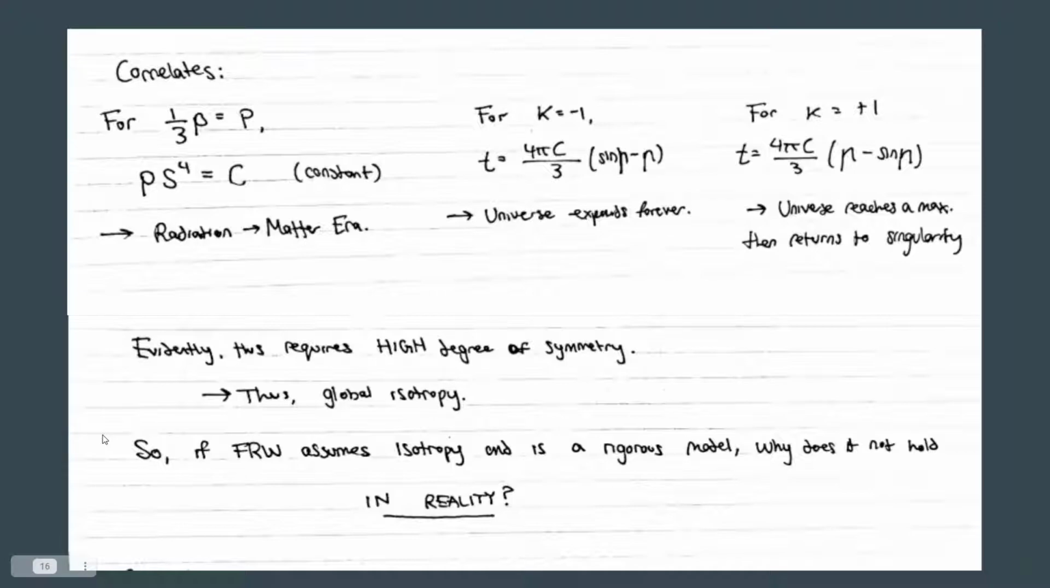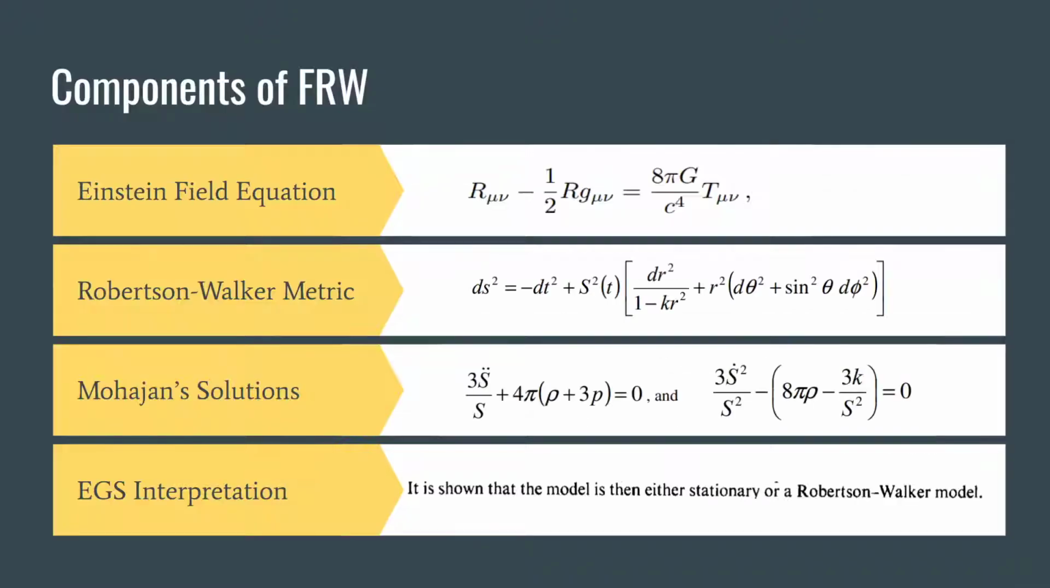However, this method assumes a high degree of 3D symmetry both in the Einstein field equations and in the energy momentum tensor, which is equated to 0 by the conservation of momentum. The FRW model has been derived, but it remains to be seen if this applies to reality.